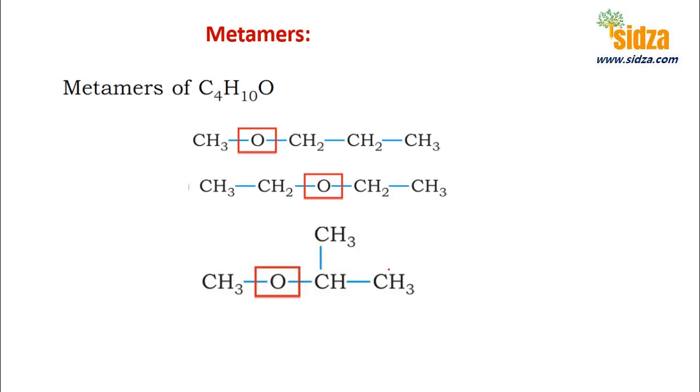Here you have an isopropyl group and a methyl, right? This is different from this one. This is a normal propyl and propyl, and here you have an isopropyl group on the oxygen and methyl on the other side. So these are actually the metamers of the C4H10O compound.